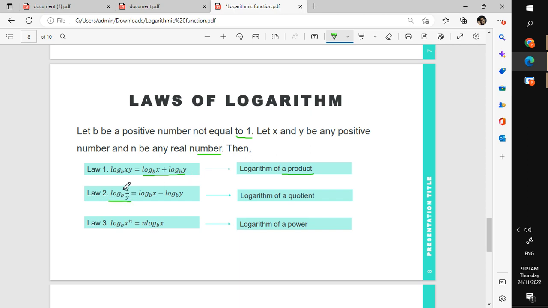Next, if you have the log of x over y to the base b, or the log of the quotient of x and y to the base b, that is just equal to the log of x to the base b minus the log of y to the base b. And that is what we call the logarithm of a quotient. So if ever you see a logarithmic form using the quotient form, then you will be expanding that one using the subtraction operation. Next, we have law number 3. That's the log of x to the power of n to the base b, which is just equal to n times the log of x to the base b. So what you did is you just move the exponent beside the logarithmic symbol, and that is what we call the logarithm of a power.